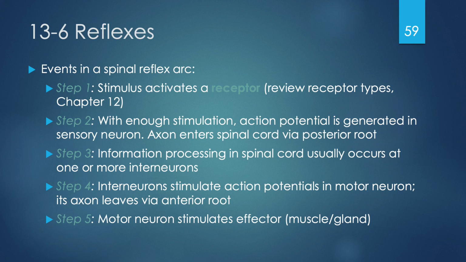Step 4 is when the interneurons actually stimulate the action potentials in the motor neurons and send that information out through the axon via the anterior root, which is an efferent pathway. And so now finally the last step is when the motor neuron stimulates the effector, which could be a muscle or a gland or anything that allows us to respond to get away from whatever it is that we need to get away from. Let's look at this next in a schematic.